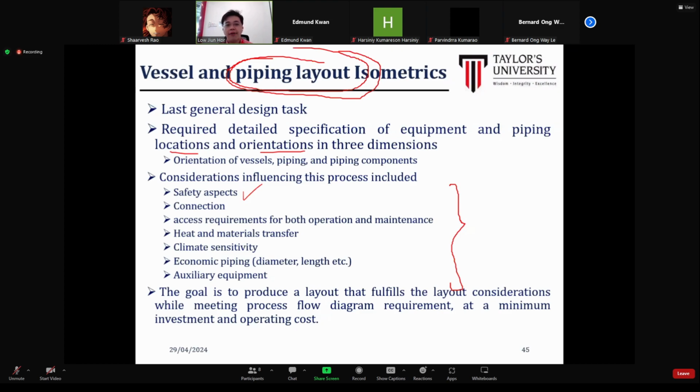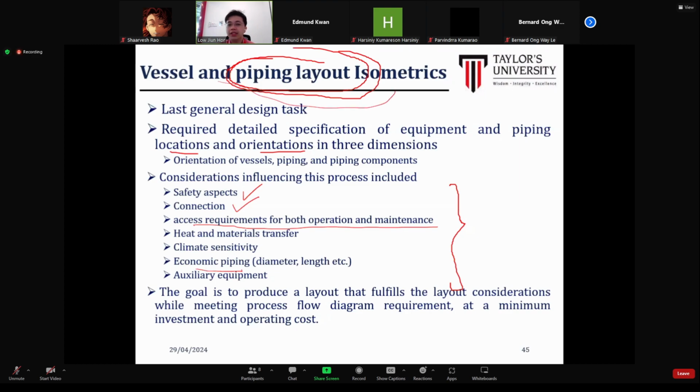Also connection. You need to consider which equipment you are going to connect and how you are going to connect it. And when you design the piping, the location and orientation, make sure they are accessible. They can be accessed easily by the operator and the maintenance team to do maintenance or troubleshooting.